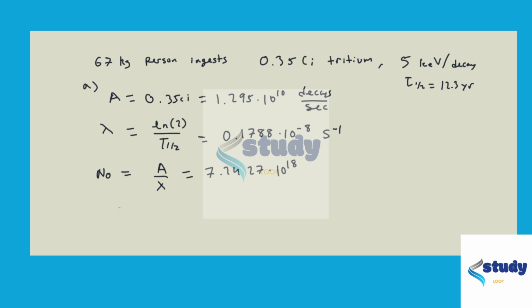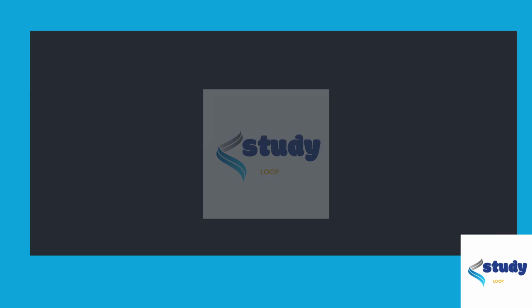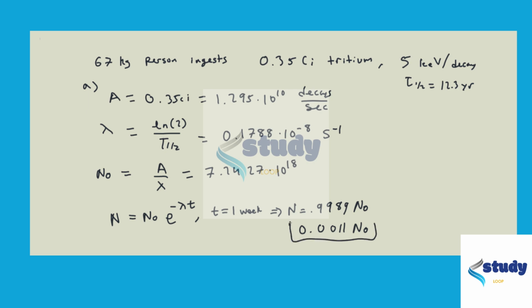So the first thing we want to do now is to calculate how much has decayed after 1 week. So we know that the total remaining must be equal to the total that we start with times the exponential of minus the decay constant times the amount of time that has passed. So plugging in t equals 1 week and being careful with our units, we find that N equals 0.9989 N naught, which means equivalently that 0.0011 times N naught of tritium has decayed. So this is the number of decays over the course of 1 week.